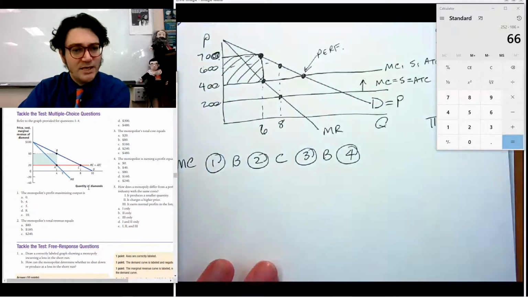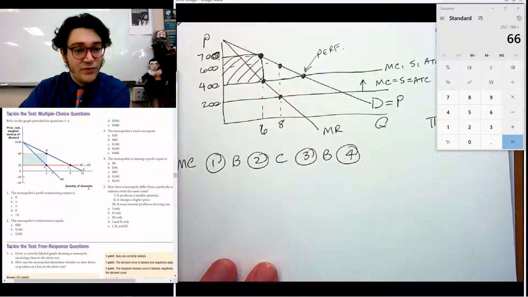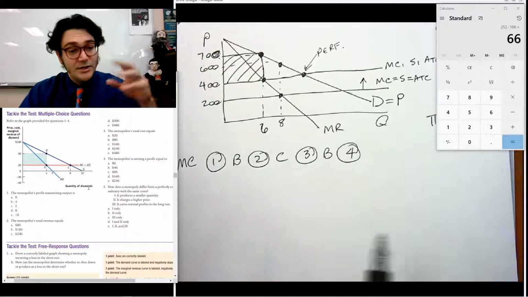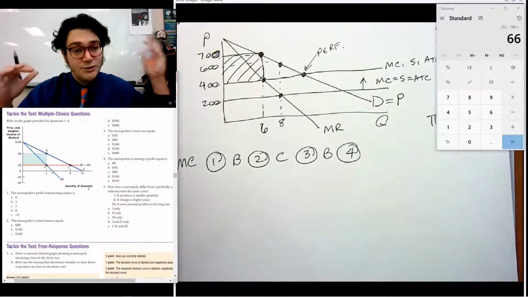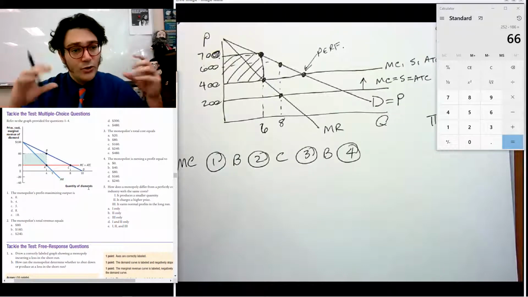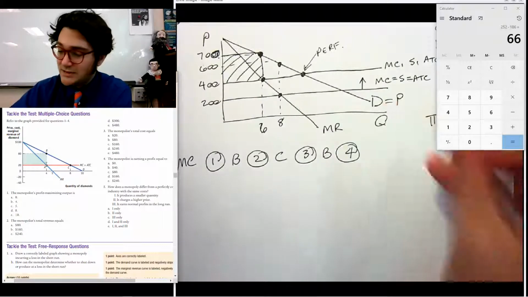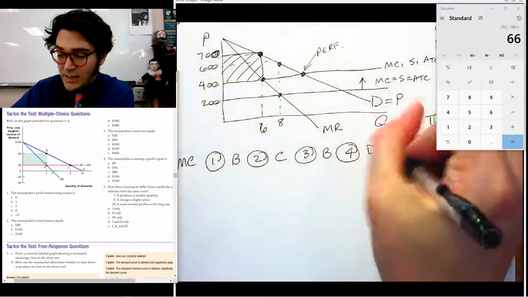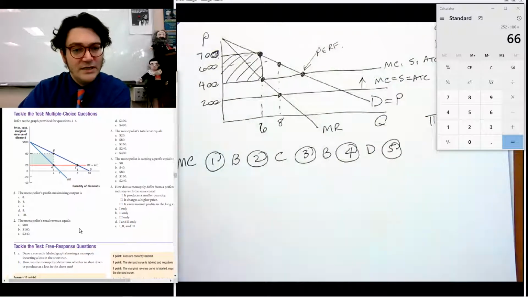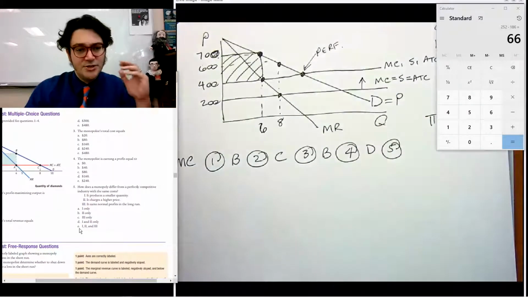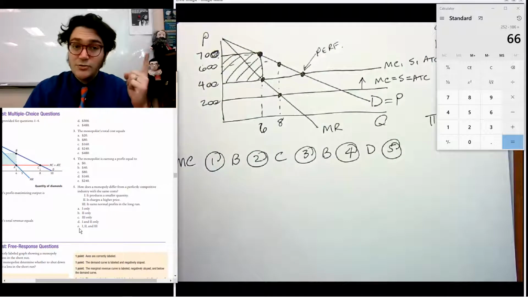Number 4 says the monopolist is earning a profit equal to, and that's just the difference between total revenue and total cost. So you could say 240 minus 80 is 160. Or you could calculate 60 down to 20. So it's this 60 to this 20 and over. Either way, it should give you 160, which is D. And number 5, how does a monopoly differ from perfect competition? It produces a smaller quantity. That is true. We know that, right?